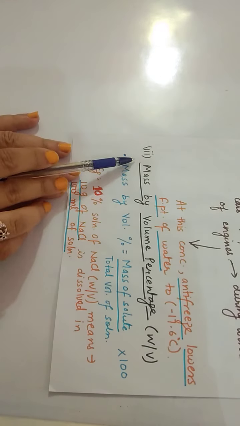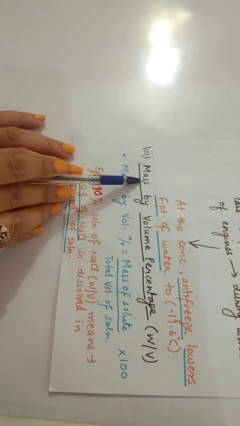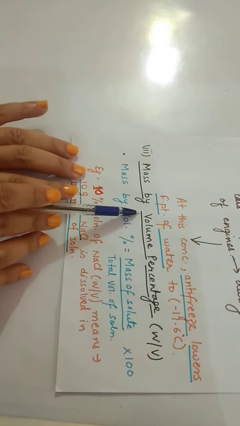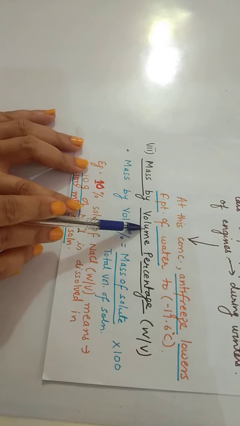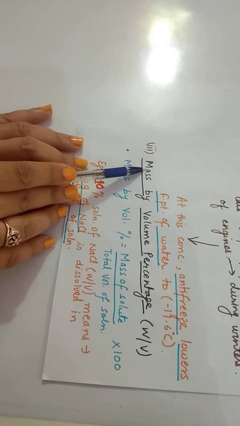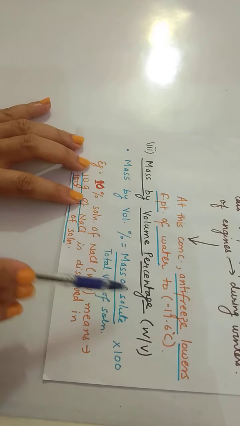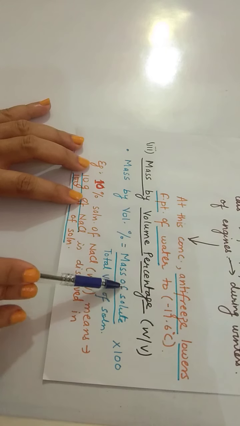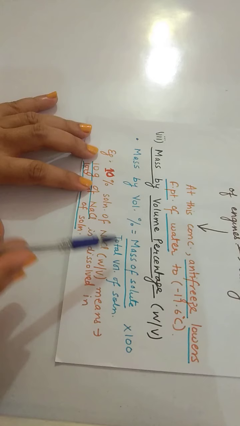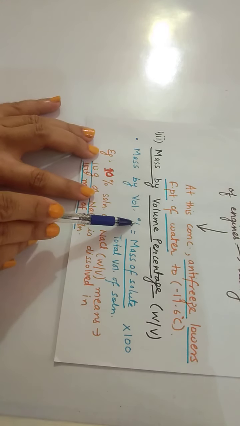Next, the third one is mass by volume percentage. Whenever the term mass comes, it is gram, solid. Whenever the term volume comes, it is ml, that is liquid. It means mass by volume. Mass will come above this line and volume will come below this line, like numerator and denominator. Now, mass by volume percentage.